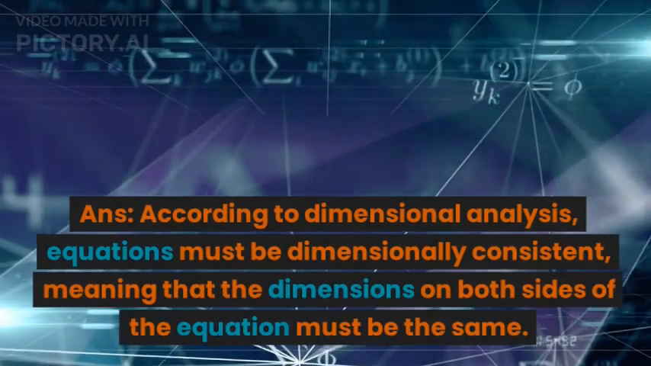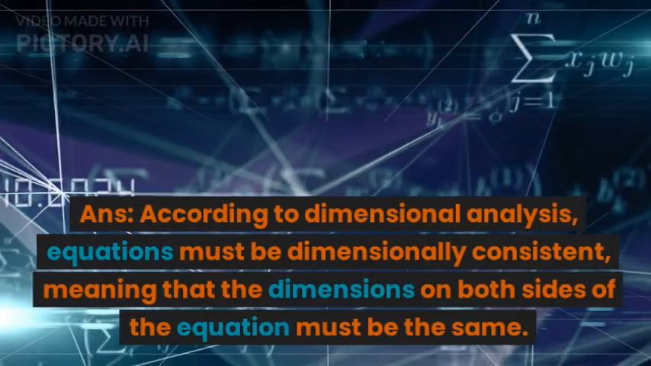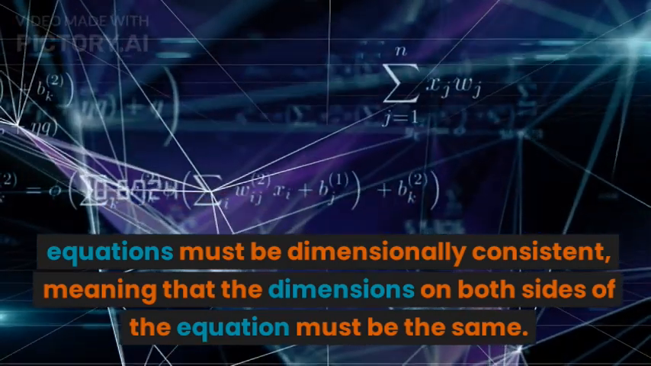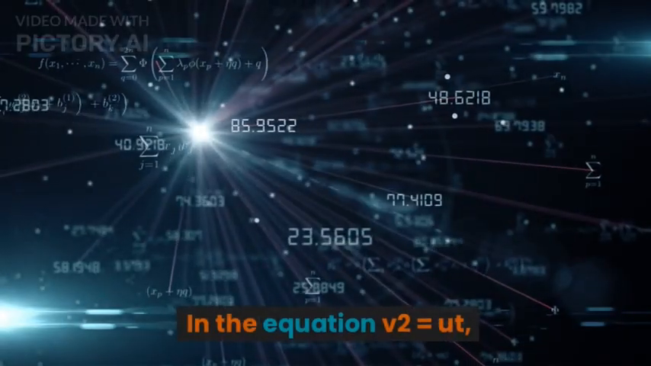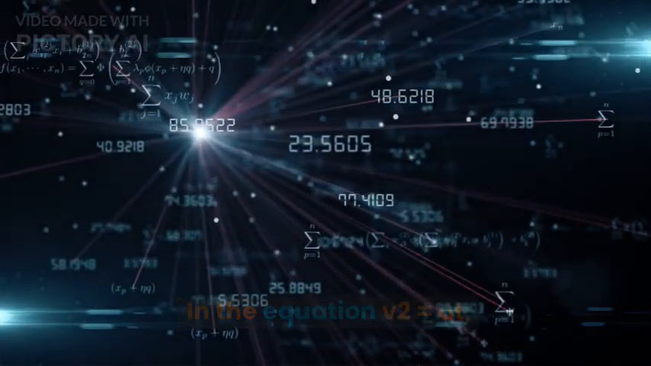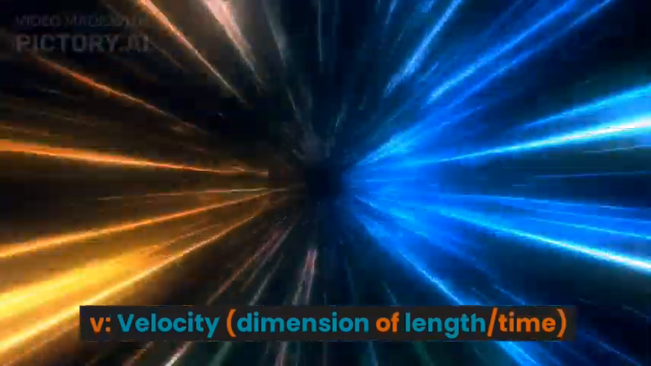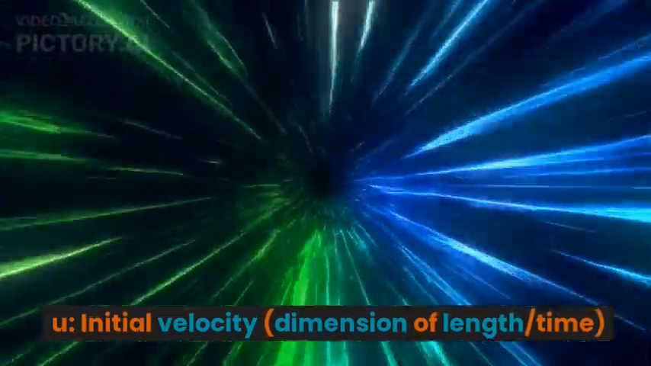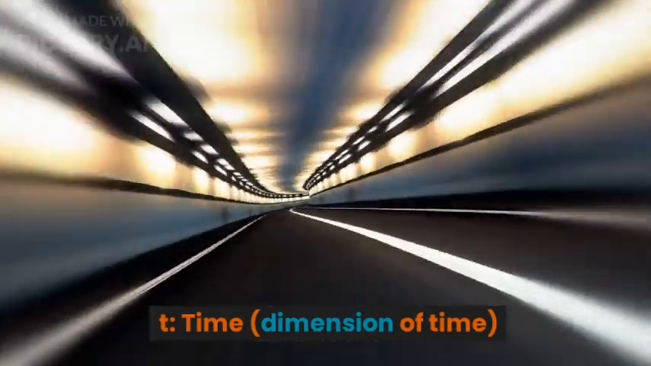B. v² = at does not exist. Ansh: According to dimensional analysis, equations must be dimensionally consistent, meaning that the dimensions on both sides of the equation must be the same. In the equation v² = at: v, velocity, has dimension of length/time. u, initial velocity, has dimension of length/time. t, time, has dimension of time.